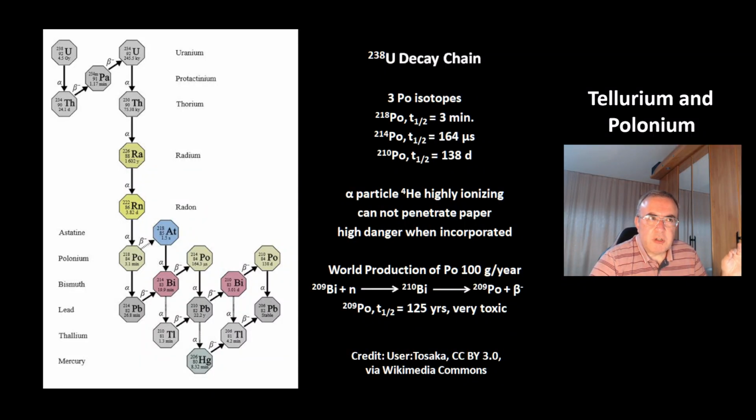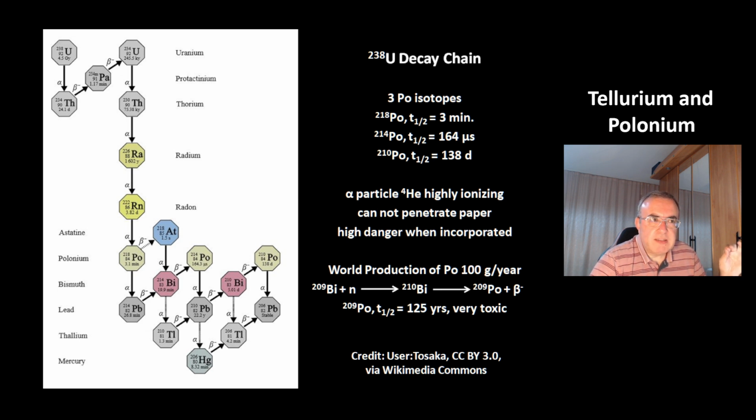3 of these isotopes are part of the decay chain of the isotope uranium-238. And see here, polonium-218 has a half-life of 3 minutes. And there's polonium-214 with a half-life of 164 microseconds, and polonium-210 with a half-life of 138 days.